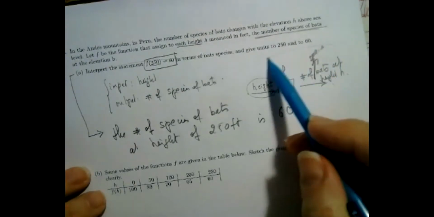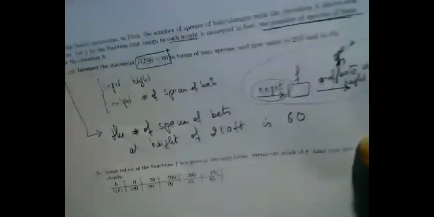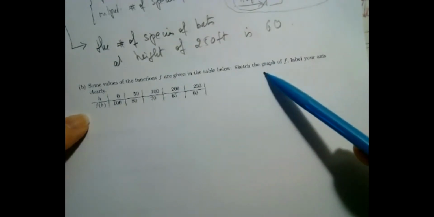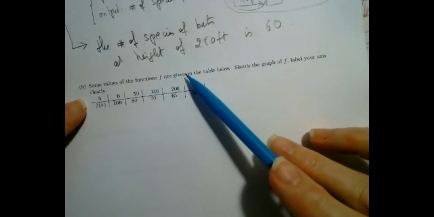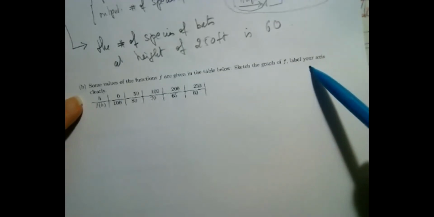So whenever you have a function, you have to analyze what this function is doing. What is it giving me? What info is it giving me? Now, part B: some values of the function f are given. Of course, the height changes. As the height changes, the number of species is actually changing with the height. So at different heights, we have different numbers of species of bat. And the table below is giving us some values of the function. Sketch the graph of f, labeling your axes clearly. All right.